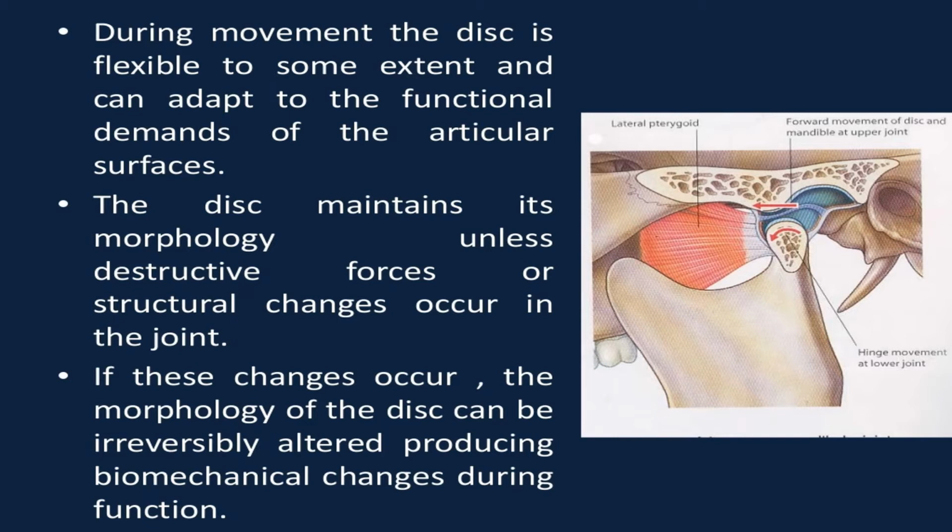The disc maintains its morphology unless destructive forces or structural changes occur in the joint. If these changes occur, the morphology of the disc can be irreversibly altered, producing biomechanical changes during function.